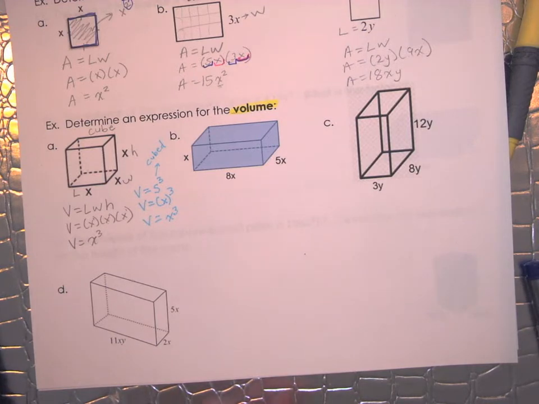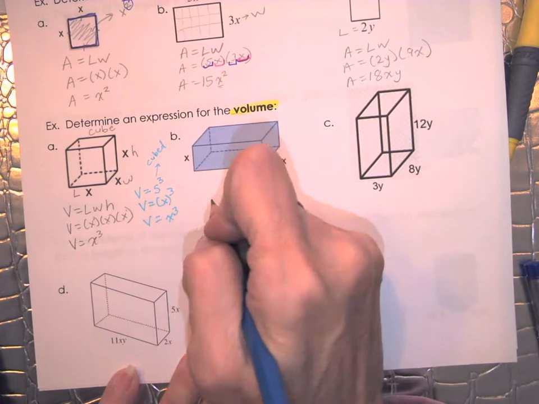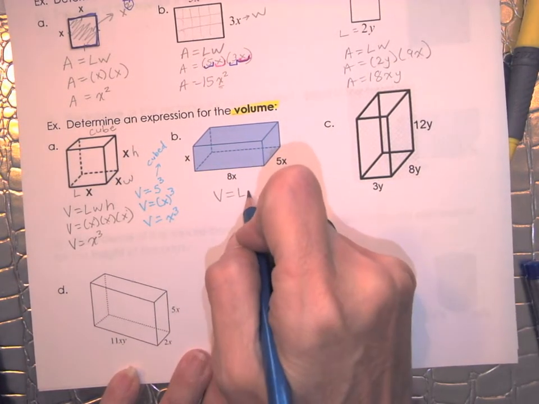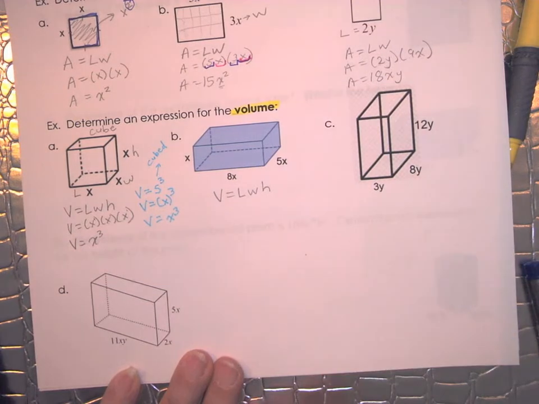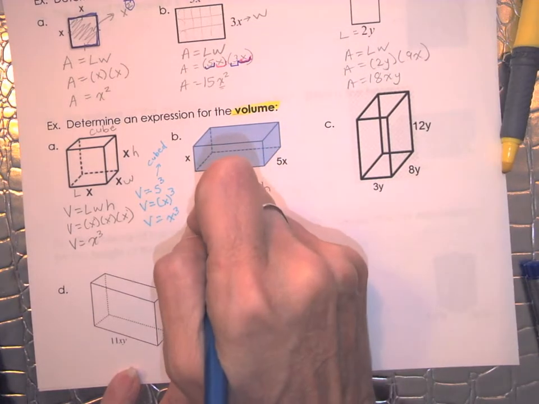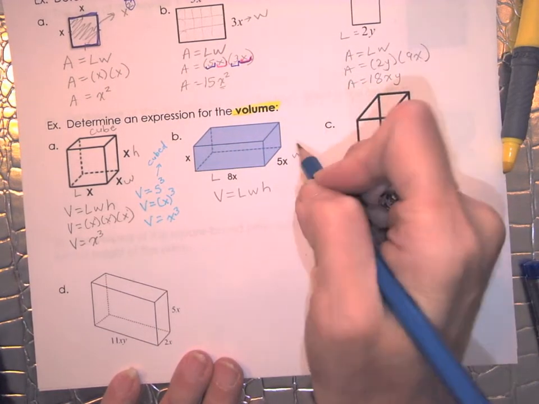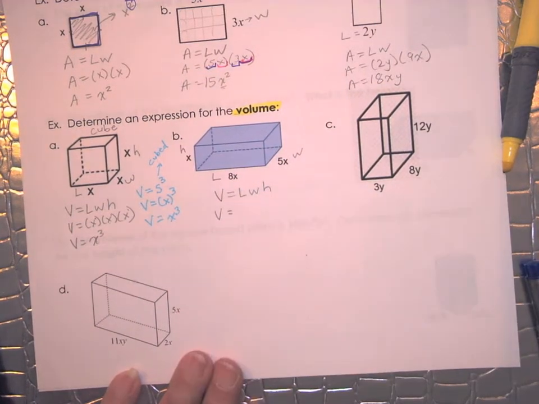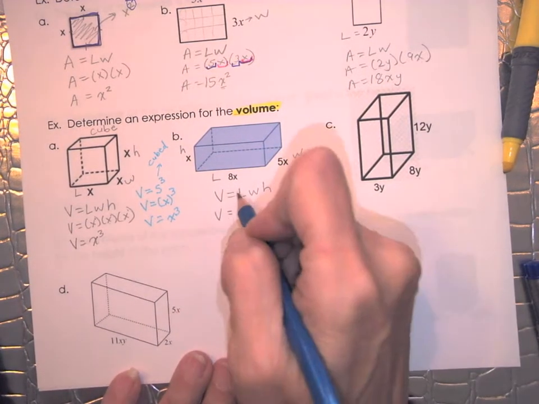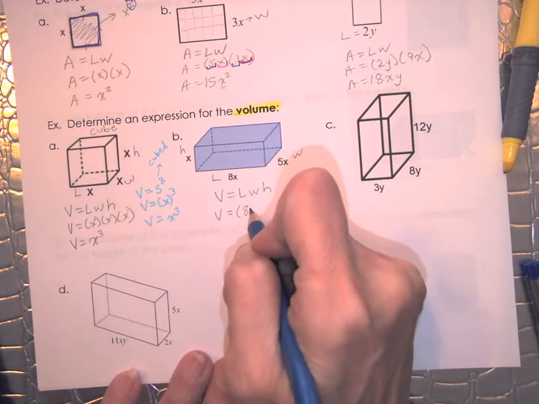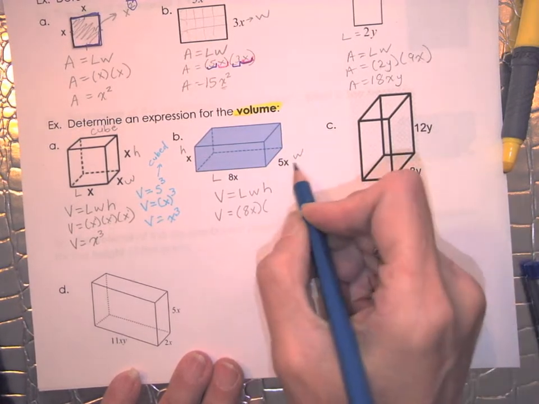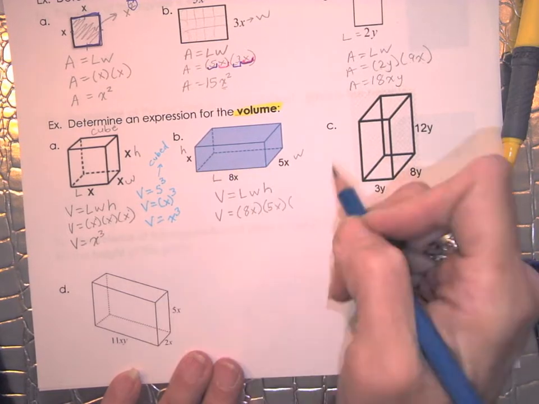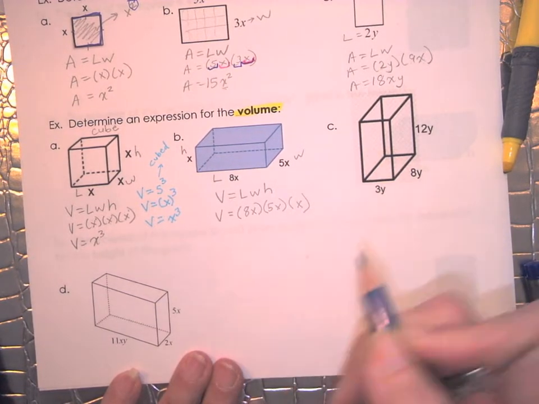Okay, so the next one is a rectangular prism. So I know to get the volume, I'm going to do length times width times height, label them. So here's my length, my width, and my height. Now I'm substituting, replacing L in the formula, or length, with 8x, width in the formula with 5x, and height in the formula with just x.